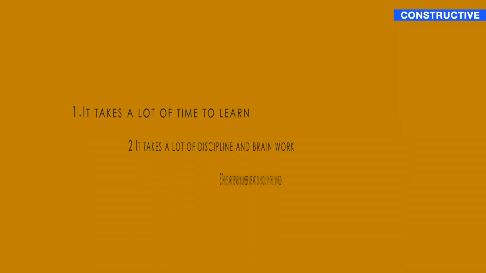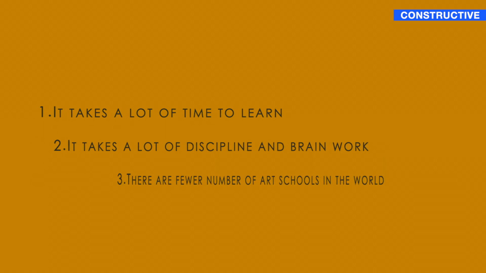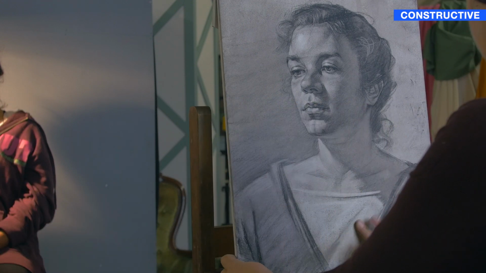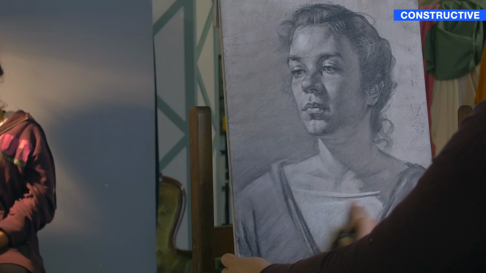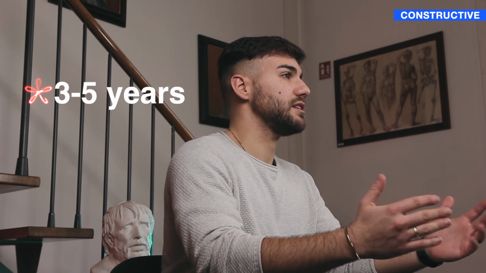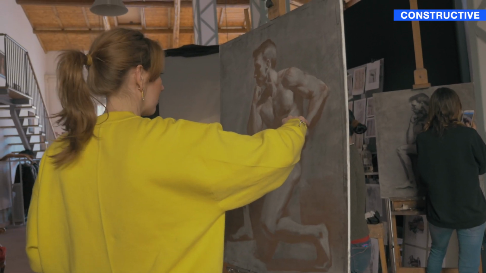First, it actually takes a lot of time to learn. Second, it takes a lot of discipline and brain work. Third, there are a few art schools in the world that teach it. First, it takes a lot of time. In order to master this method, you need a lot of time, and I mean a lot. Meanwhile, site size can be conquered in a year or two. The constructive method would require a minimum of 5 years of dedication and hard work to get good. It is certainly not a learn-how-to-draw-in-30-days project.